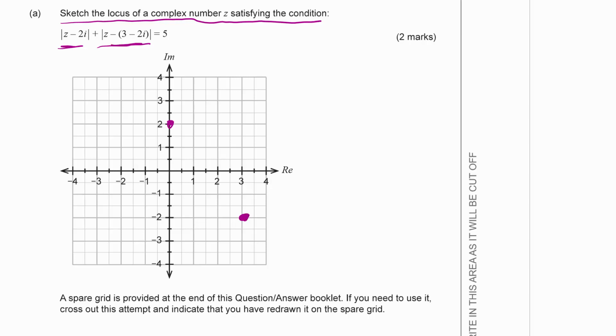So it's saying that we have a point z such that the distance from here added to the distance from here is equal to 5. But note, to go between these 2 points is 3 across and 4 down. So using Pythagoras' theorem, the distance between the 2 points is 5. So any point on the line between them will satisfy that. This distance here plus this distance here would be equal to 5. So we just want the line between the 2 points.